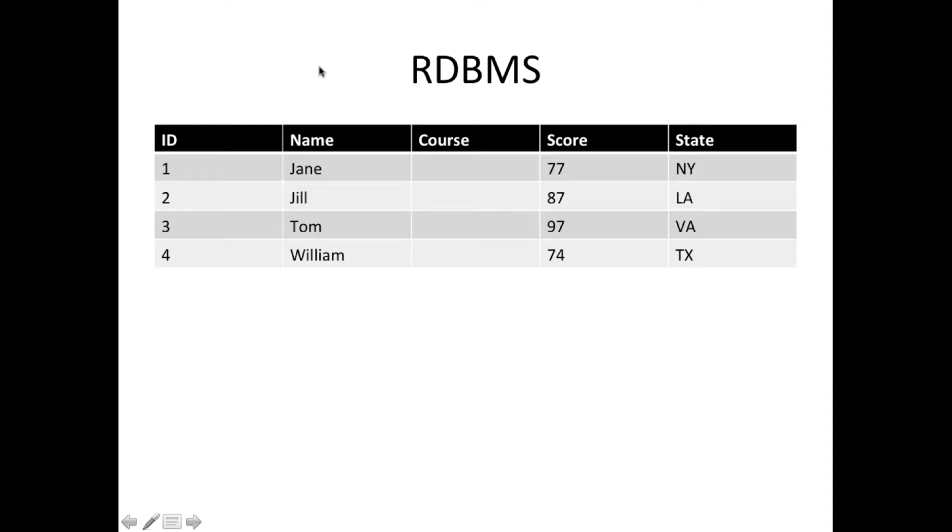So here is an example of a table. It consists of rows and columns. Here I have columns for ID, name, course, score, and state, and I have these rows. So a table consists of rows and columns.